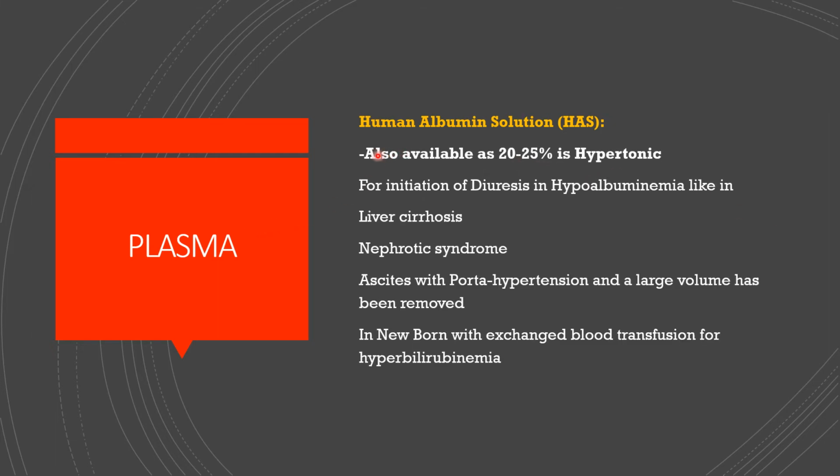Okay, remember, I've just told you that you should take note of the strength of HAS as 4.5 to 5% as being isotonic, and I've given you what we use it for, right? Now, higher strength, 20 to 25%, is hypertonic. And we will need this hypertonic solution when we are faced with the need to initiate diuresis in hypoalbuminemia.